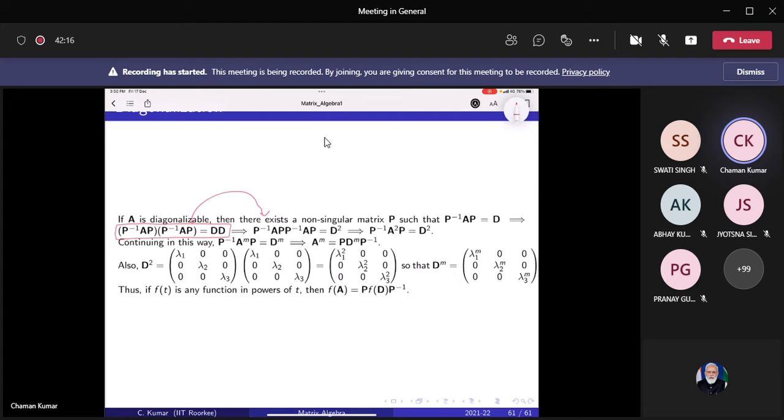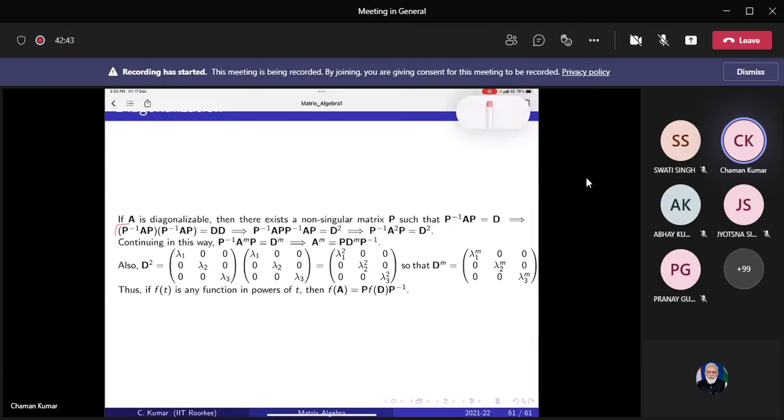P inverse AP. So this P into P inverse is identity matrix. So we can say that the right hand side will be D square obviously. So we can say that P inverse A square P is equal to D square. Okay. So what do we get from here?